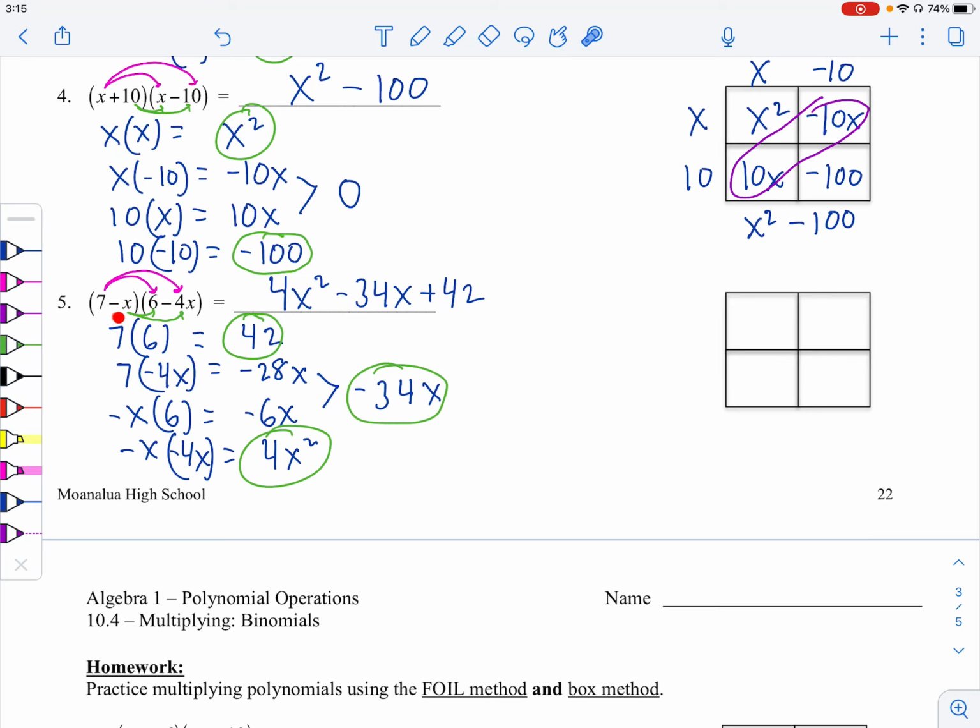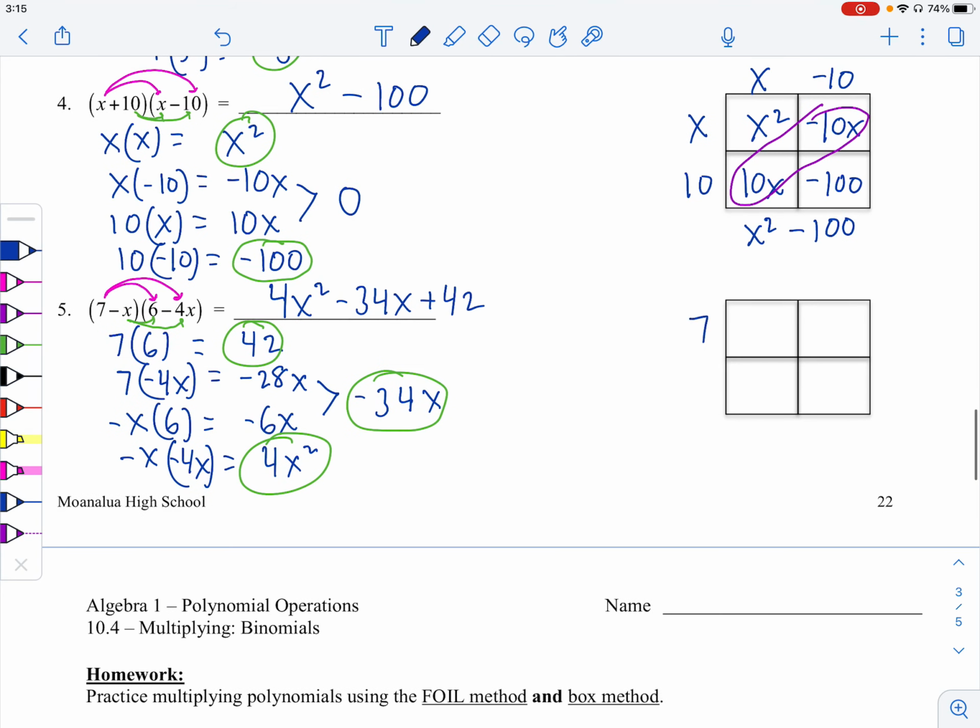Right, and you notice this one, it's like backwards, right? The x's are on our right, that's fine. Wherever they are, we're still doing FOIL. First, outer, inner, last. And we end up with the same answers. And we just have to rewrite it, put it in order for a solution.